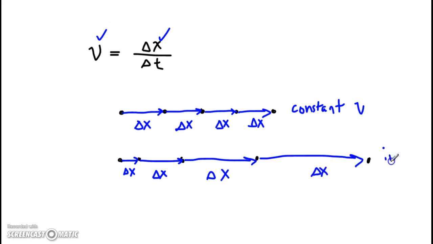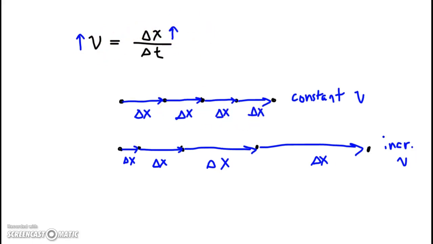That's for an increasing velocity. If the velocity increases, if the velocity is getting bigger, then successive displacements, delta x, will also get bigger. If this is increasing, so will be this. They'll increase together.